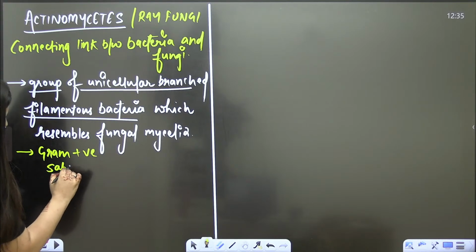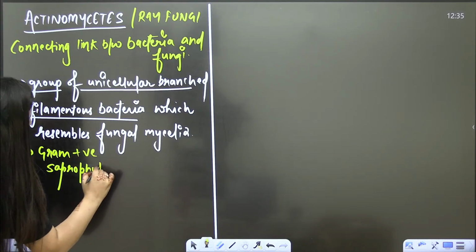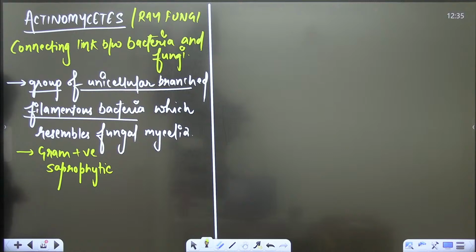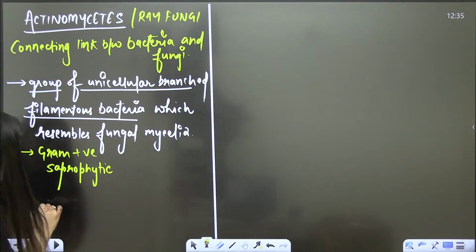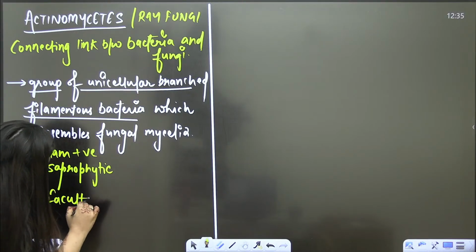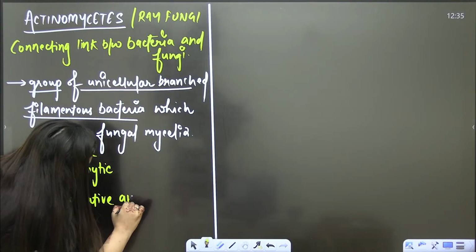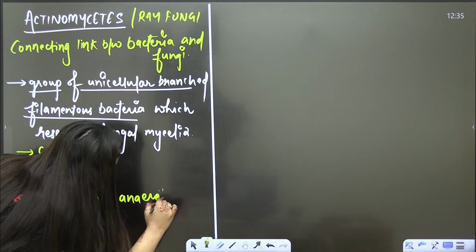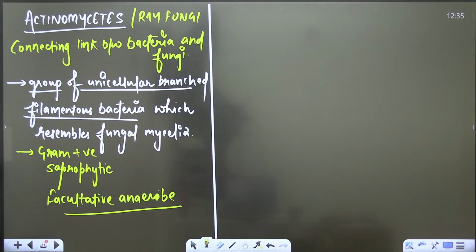saprophytic. It's gram positive, it's saprophytic, right, and facultative anaerobic. That's it. This information is sufficient for you. Okay, so that is also a type of bacteria. Is that clear? Clear?